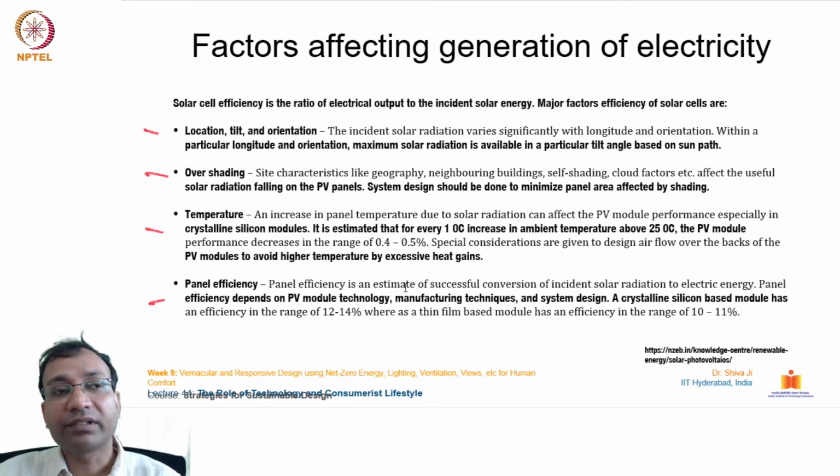So, next we have temperature. An increase in panel temperature due to solar radiation can affect the PV module performance, especially in crystalline silicon modules. It is estimated that for every 1 degree centigrade increase in ambient temperature above 25 degrees centigrade, the PV module performance decreases in the range of 0.4 to 0.5%. Special considerations are given to design airflow over the backs of the PV modules to avoid higher temperature from excessive heat gains.